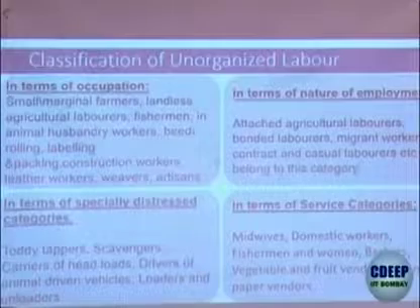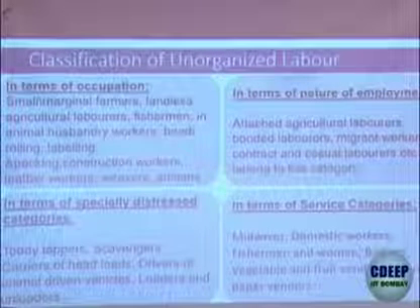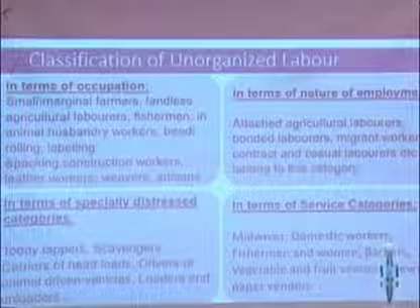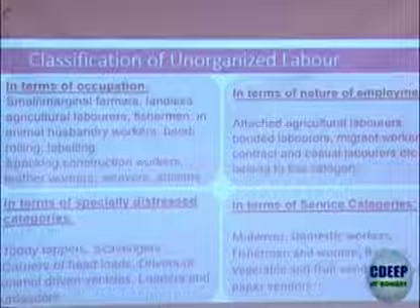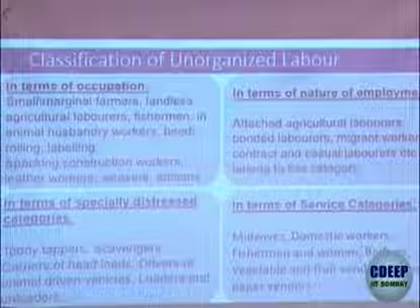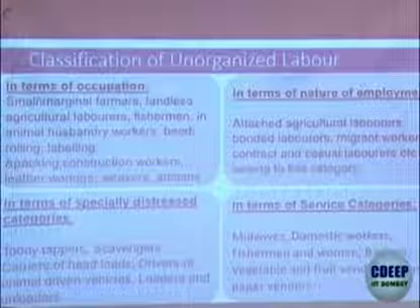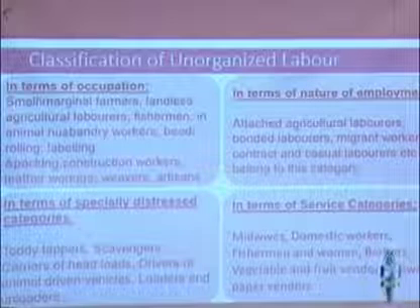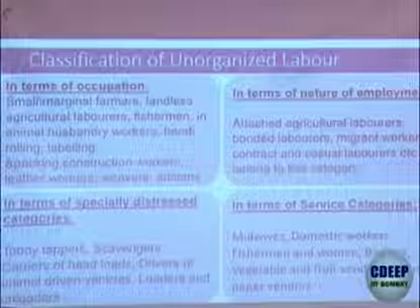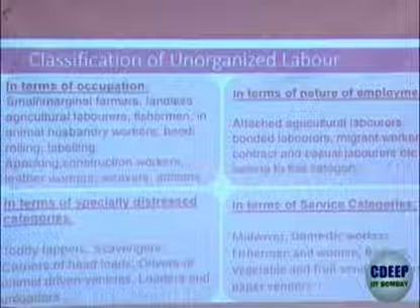Now we'll talk about the classification of unorganized labor. As per the Ministry of Labor, unorganized labor can be classified in terms of these four things. First of all is in terms of occupation. So they may be small farmers, agricultural laborers, fishermen or beedi rolling and all. And in terms of nature of employment, they can be either casual labor, contract labor, migrant workers, etc. And then we can also classify them in terms of specially distressed categories. So this includes the toddy tappers, the scavengers, the carriers of headloads and drivers, etc.